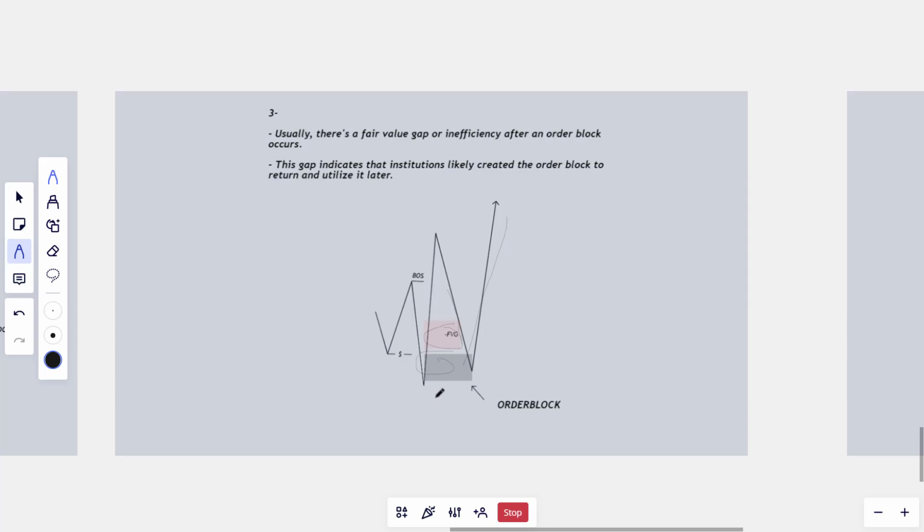This is just more confirmation that the market makers or the banks or the institutions, you might say, left this right here if there's a fair value gap. So for the third step of picking the proper order block, always make sure that there's a fair value gap or inefficiency after the order block occurs.